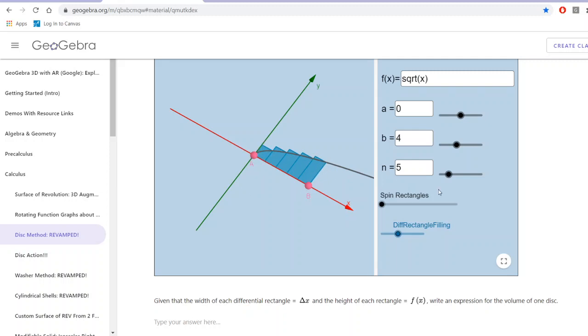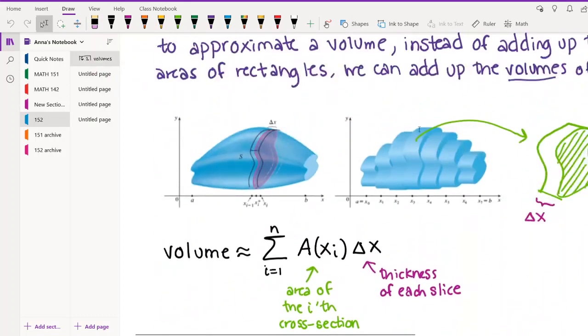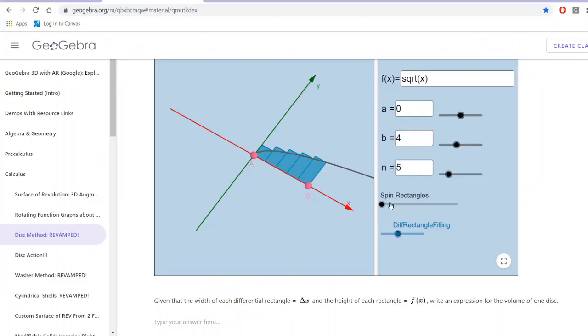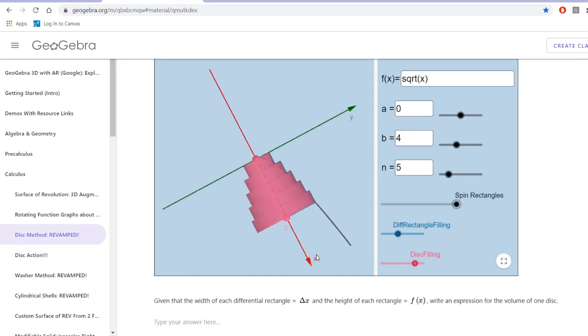So I'm going to now do something where I spin these rectangles around, and what you'll see is it's going to give us a picture that actually looks a lot like this picture with the slices of bread. So we're going to see what it looks like to have our volume kind of cut into these discs, these circular slices. So I'm just going to spin these rectangles around. So we can see that it's not a perfect representation of the volume, but we can see that it kind of approximates that volume, right?